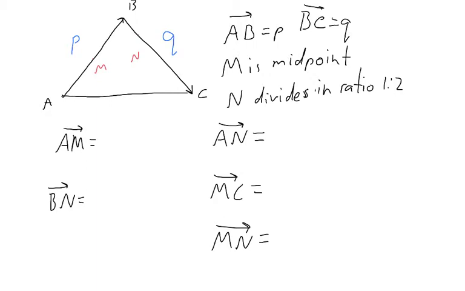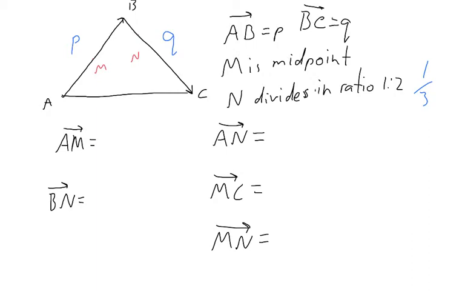Now, that's important information, 1 to 2. 1 plus 2 is 3. Okay, so knowing that, we know we're going to be dealing with thirds. So that means N is a third of the way in. And this is relevant to help us when it comes to solving this.